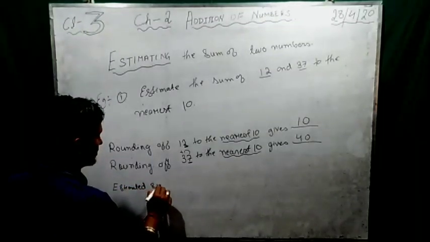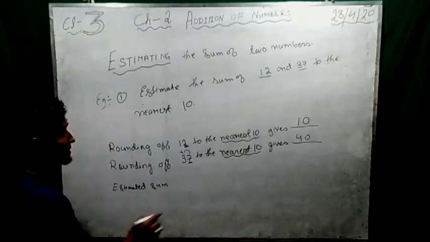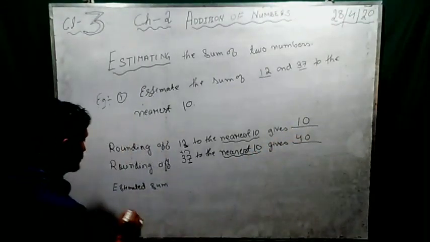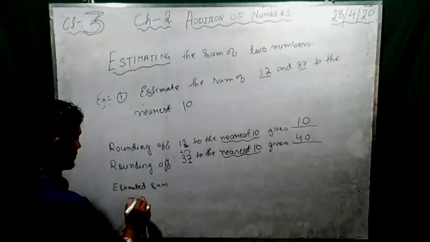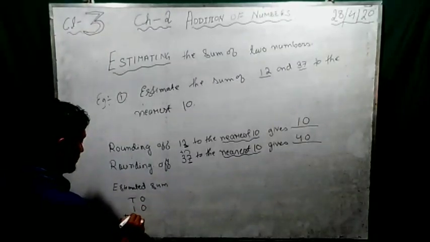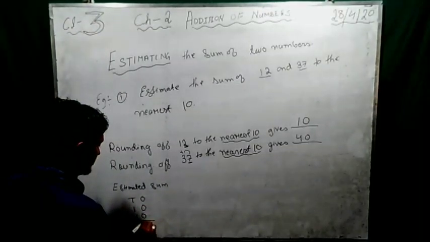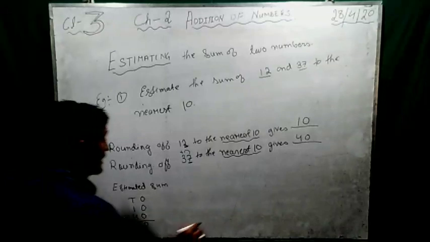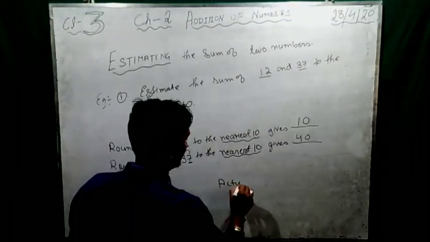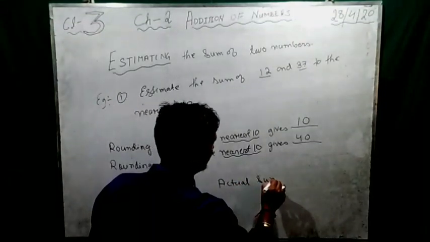Okay. So the estimated sum means we have to add these two numbers, 10 plus 40, 50, and then the actual sum.